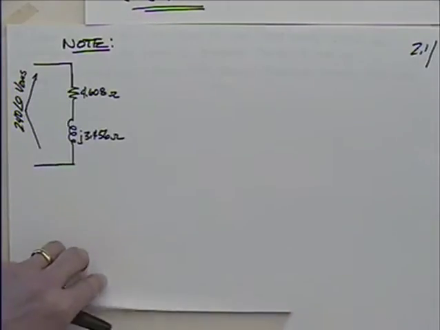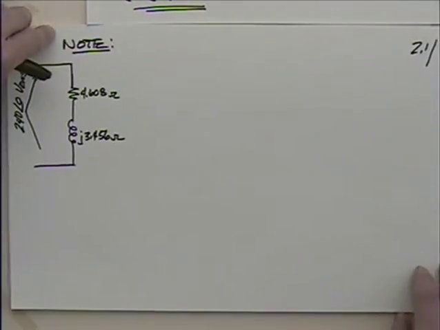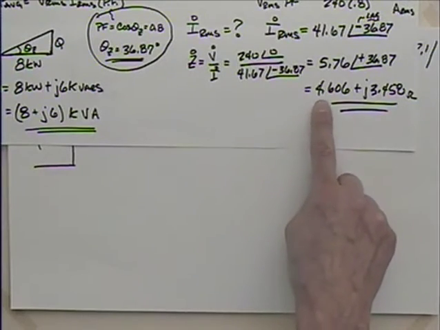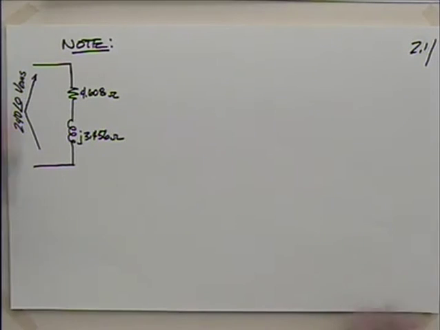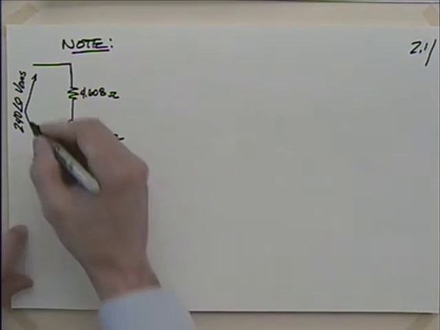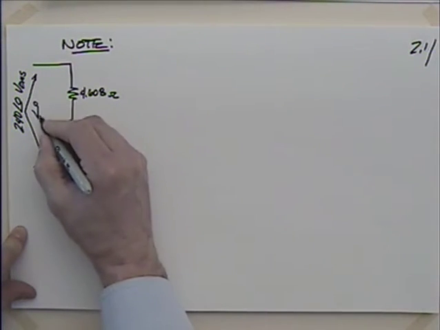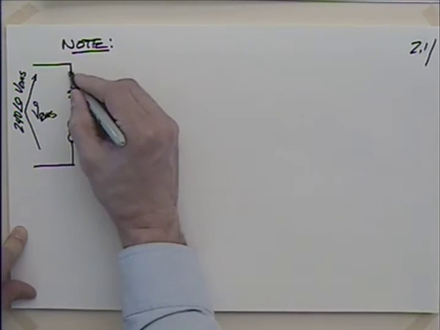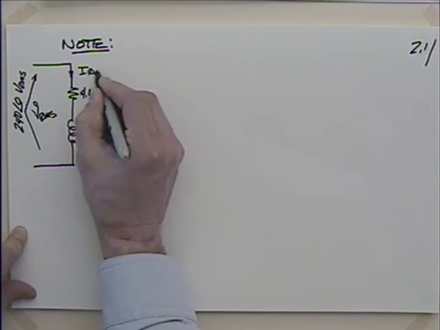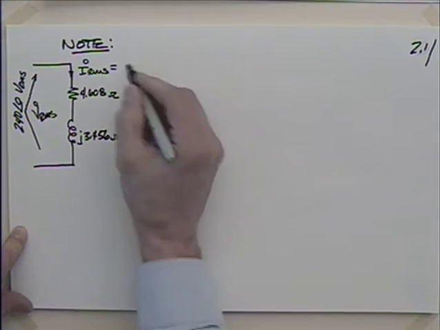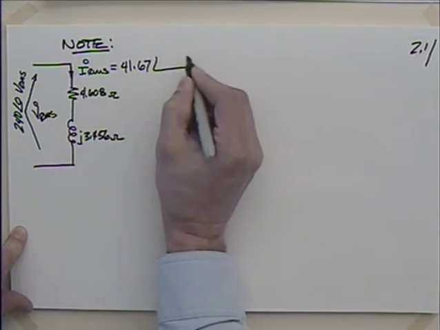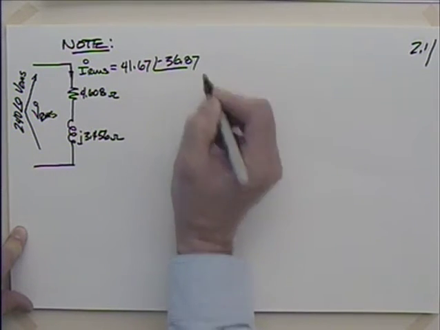There's one thing that I'd like to bring out. I think we found that impedance there to be that 4.606 plus J 3.458. And if I write that out, we know that it's resistive and inductive, right? So what if someone comes along, we have this voltage here, don't we? There's voltage, and that's RMS. And what if someone were to tell us the current, IRMS? I think we actually even have that, don't we? That was 41.67 at an angle of minus 36.87.